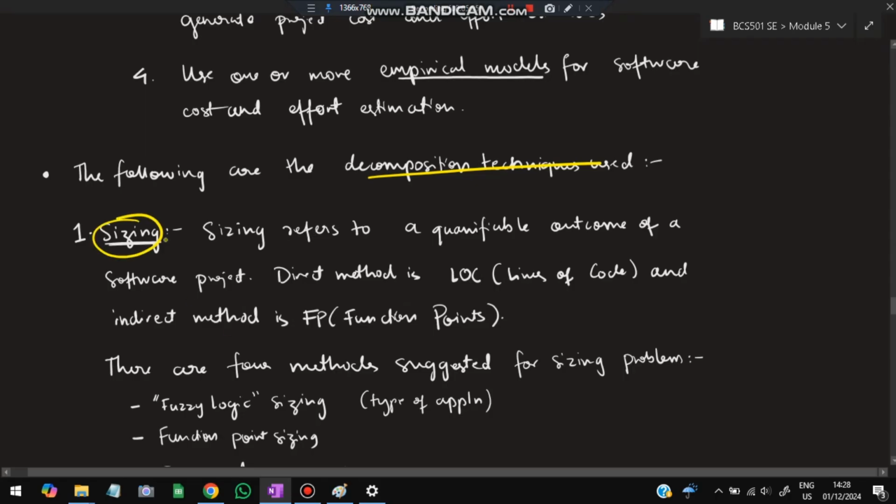First is sizing. What do we mean by sizing? Sizing refers to the quantifiable outcome of a software project. When a software project is there, the outcome I am getting is called sizing. There are two methods used: direct method and indirect method. In the direct method we use LOC, the lines of code required to make that project. The indirect method is FP, which is function points. Let's discuss in depth what LOC and FP are.